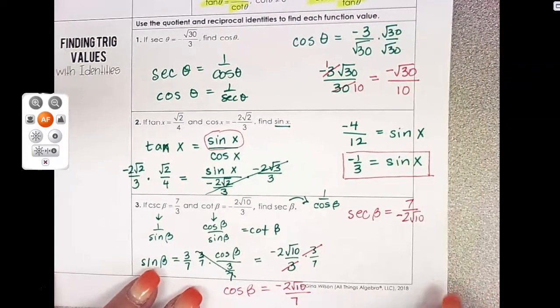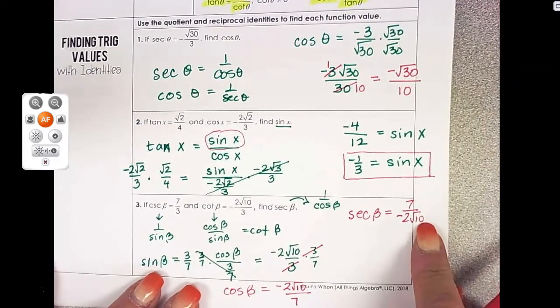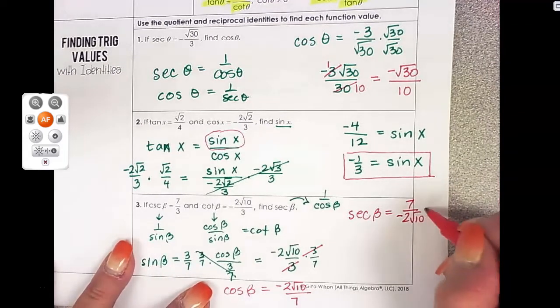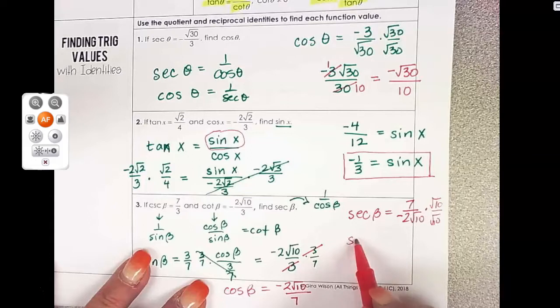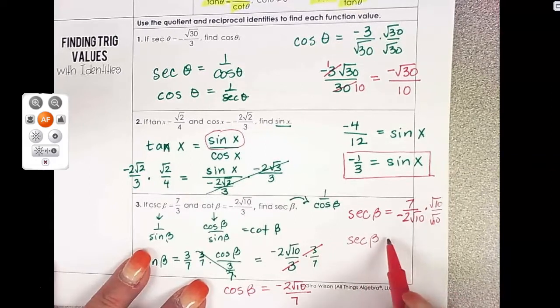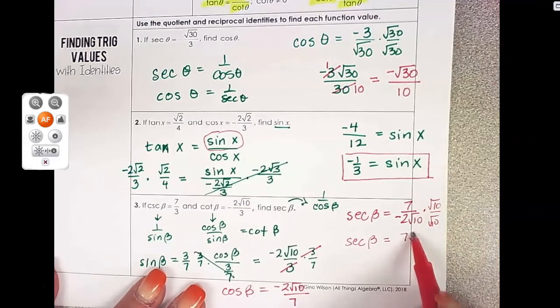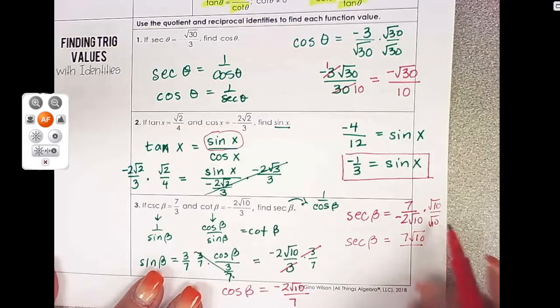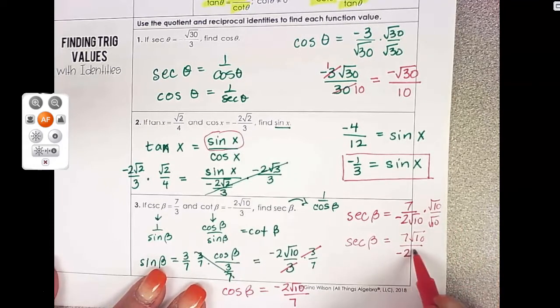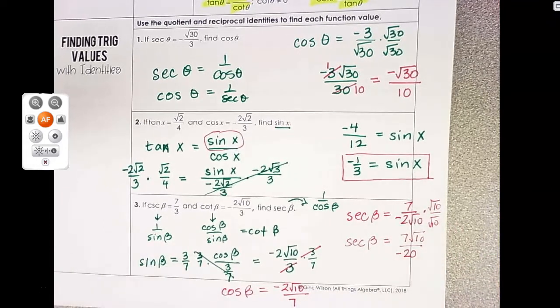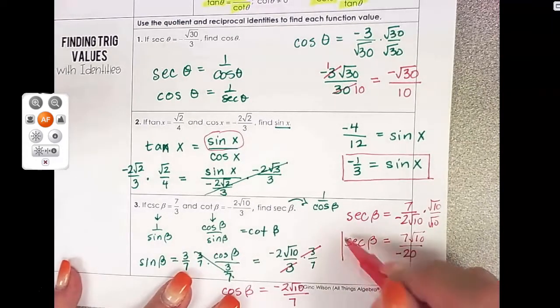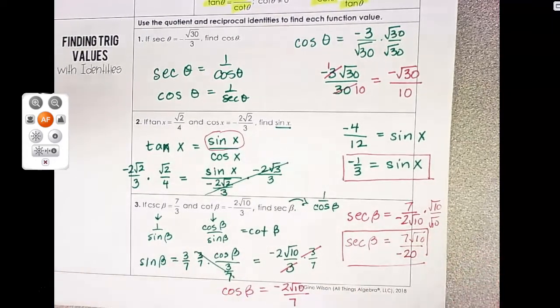So I've got my secant as 7 over -2 radical 10, and to get it rationalized, I'm going to multiply by radical 10 over radical 10. So I get my secant equals 7 radical 10 over -2 times root 10 times root 10. So that's -20. And if that reduced at all, I would reduce it, but it doesn't.